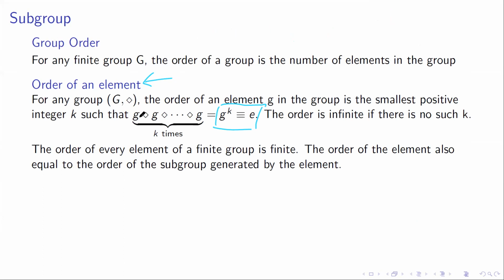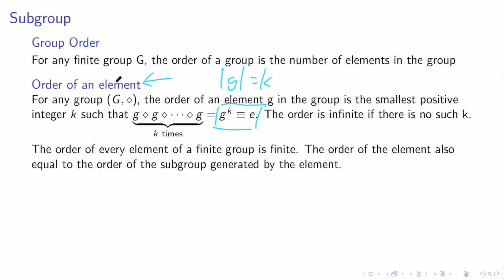When you do the multiplication operation on itself k times, it will equal back to the identity element, and the order of this element is equal to k. So k is the smallest positive integer such that when you multiply the element by itself k times, you get back the identity element. Why is this called the order?